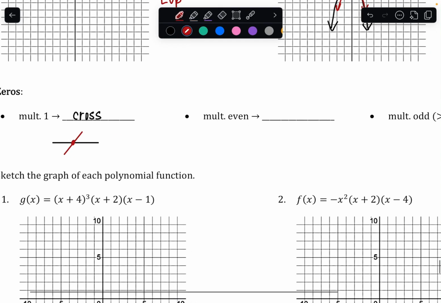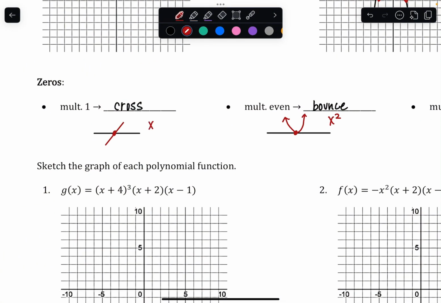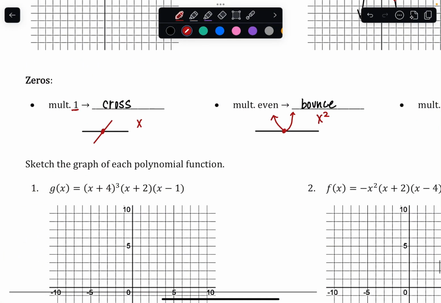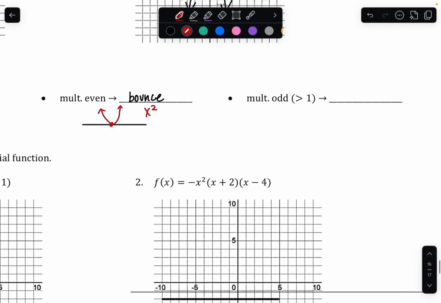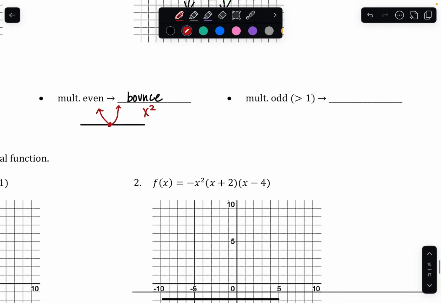If your multiplicity is even, it is going to bounce. And so if this is your x-axis, here's your zero, the polynomial is just going to bounce off that root. So think of x squared. It would bounce. Think of just linear for multiplicity 1. It would cross like a line. Okay, and then odd multiplicity bigger than 1, so you can kind of think of x cubed.